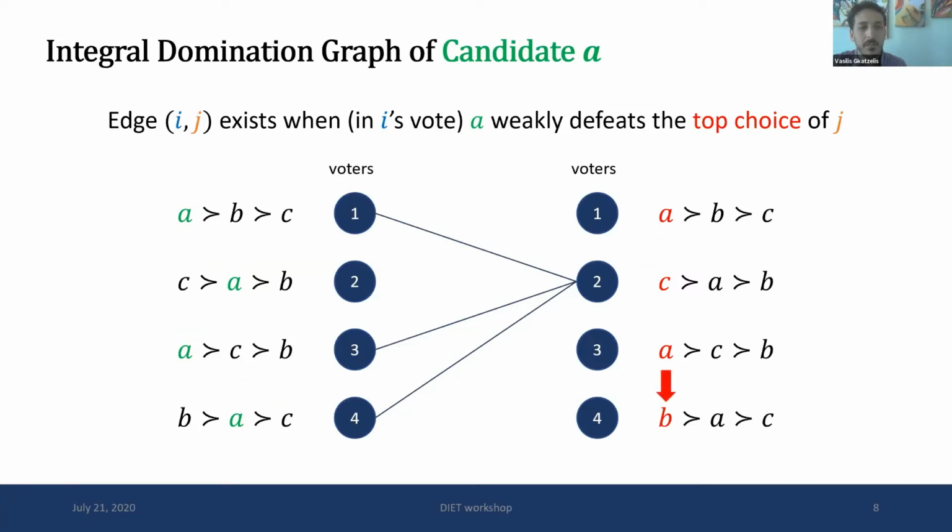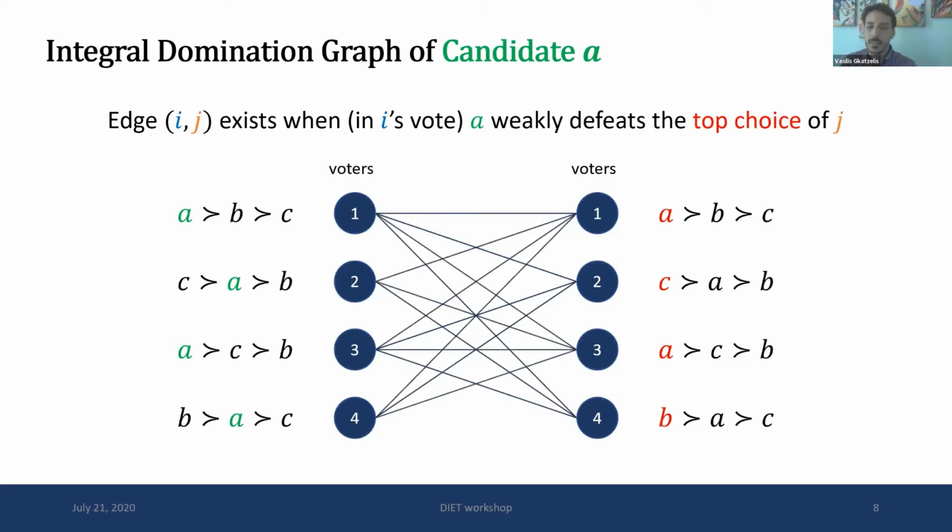Then we continue the same thing for the fourth voter on the right. We would see what edges appear, and so on. So we get all the edges here. Clearly, one important thing to point out is that this graph is for candidate A, and if we had a different candidate, it would be different.